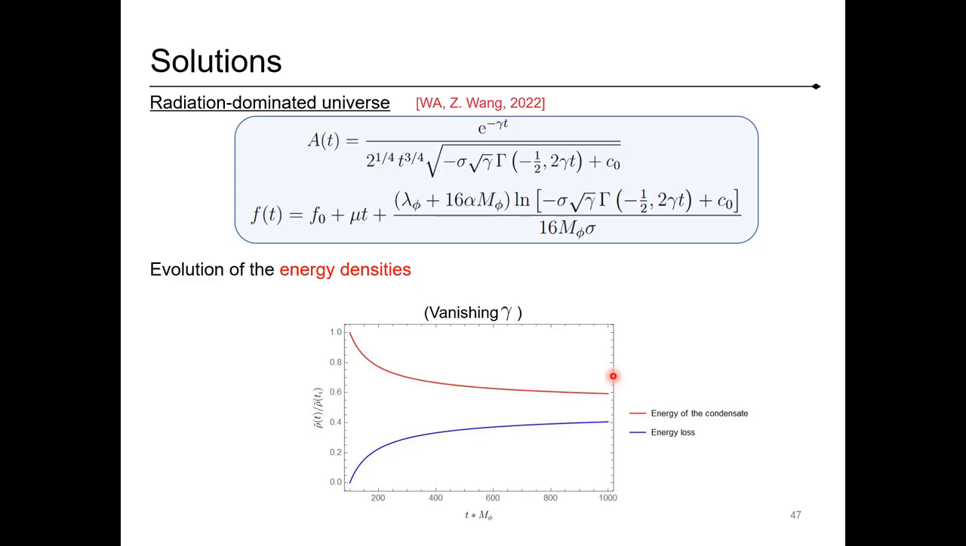Thank you very much. I have a different question. The decay with gamma also includes the gamma for non-vanishing gamma.